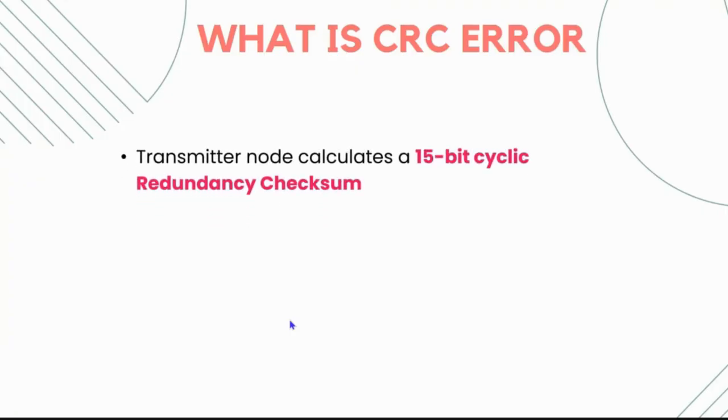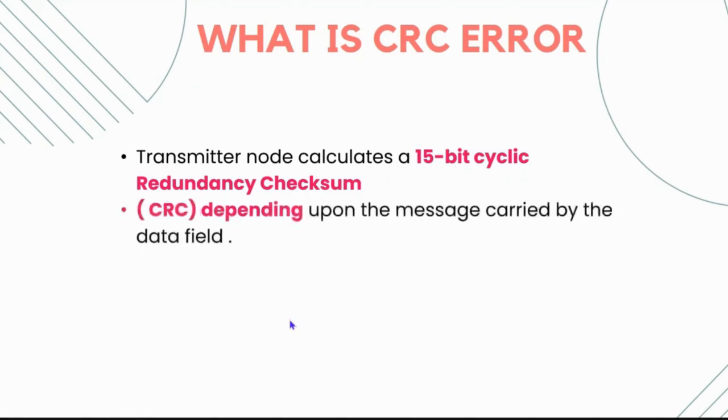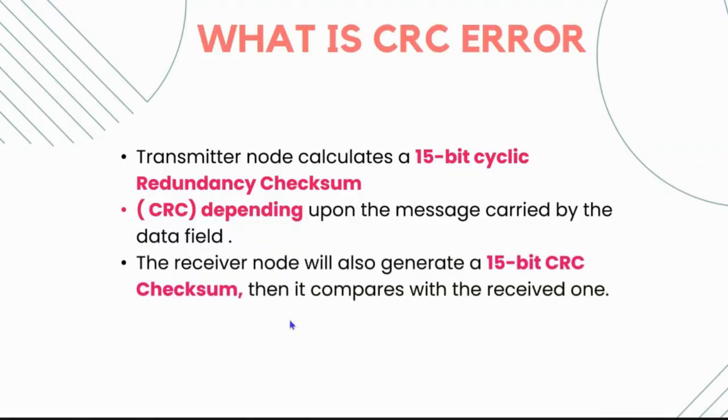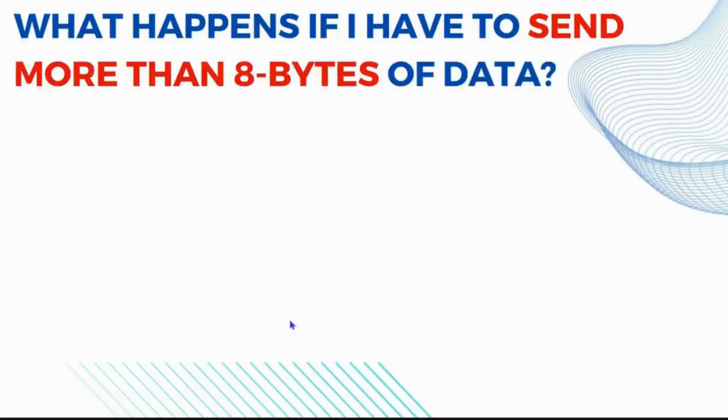What is the CRC error? The transmitting node calculates a 15-bit cyclic redundancy checksum. The CRC depends upon the message carried by the data field. The receiver node will also generate a 15-bit CRC checksum, and then compare it with the received one. If both differ, a CRC error is flagged.